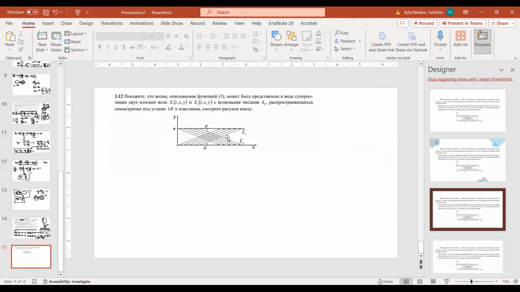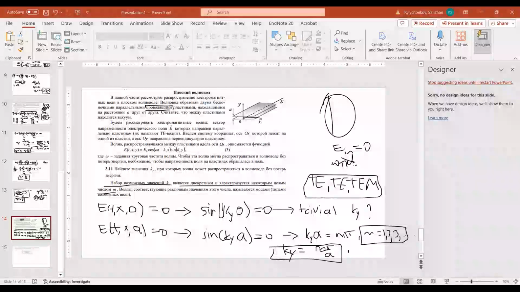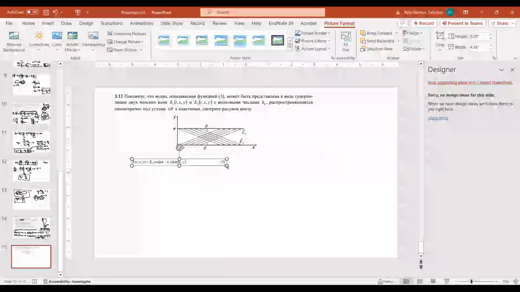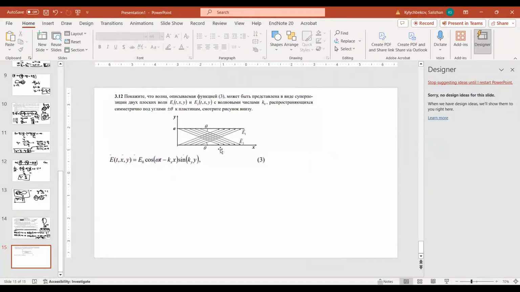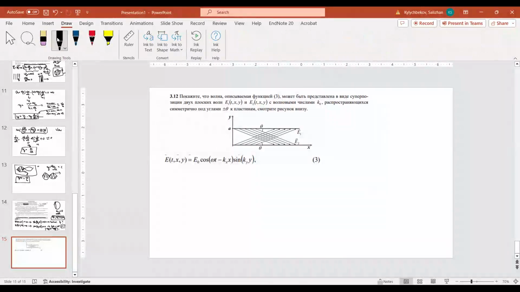Equation 3 is this. So let me copy paste that equation instead of writing it. This is equation 3. Again, it's a superposition problem. We have to add two waves, E total, and compute it.